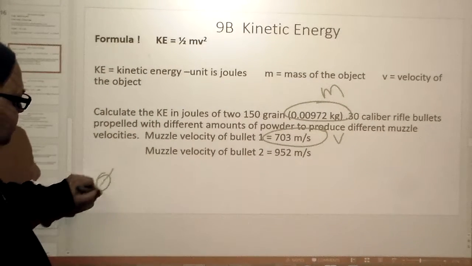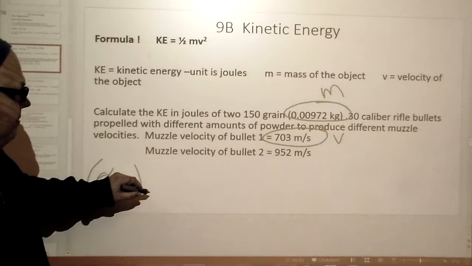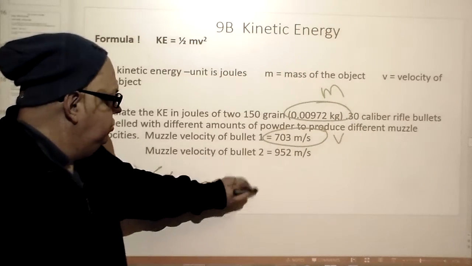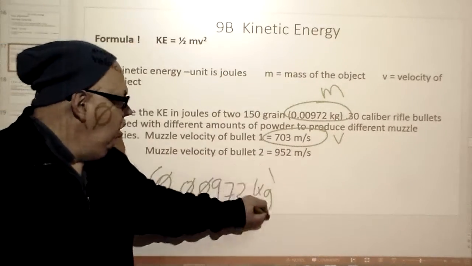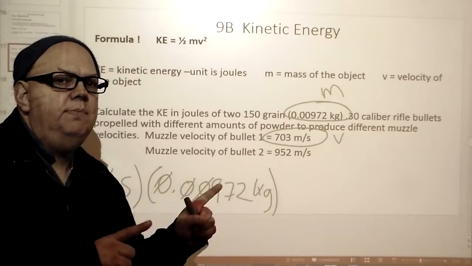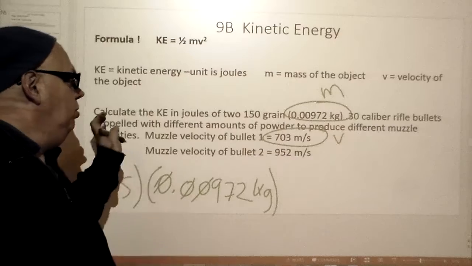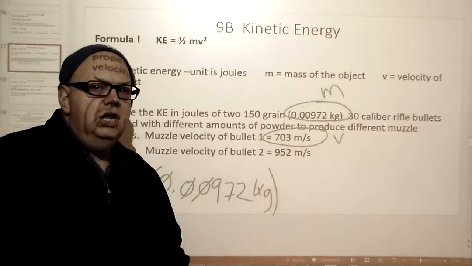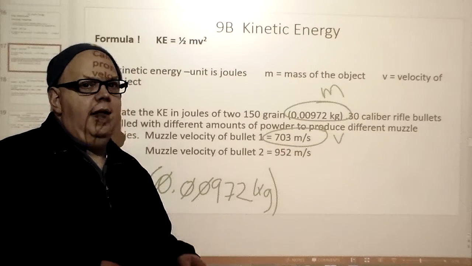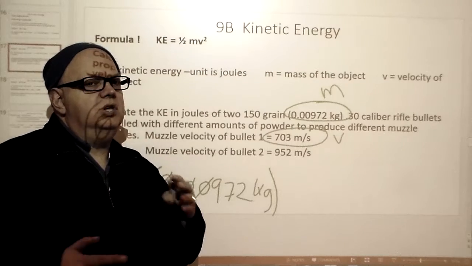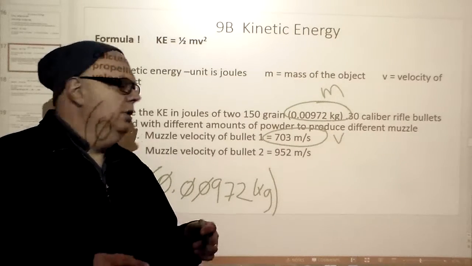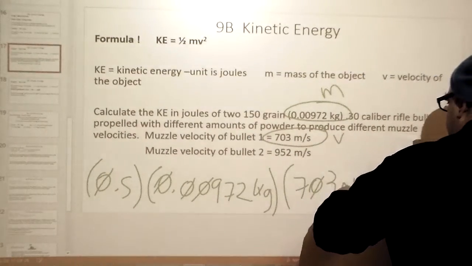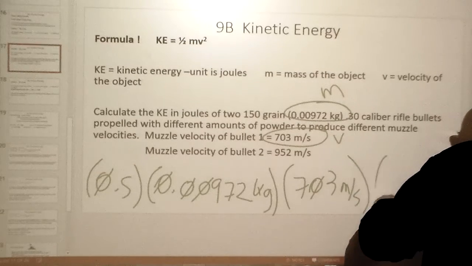So we have 0.5 multiplied by our mass, which is 0.00972 kilograms. Now, here's the thing. We have to keep it at kilograms because remember, when we're working with the energy, we have to keep the units like kilograms and meters and seconds. Because if you do it in grams as opposed to kilograms, your numbers are going to be off. Okay? And we're going to multiply 703 meters per second, and we're going to square the 703.